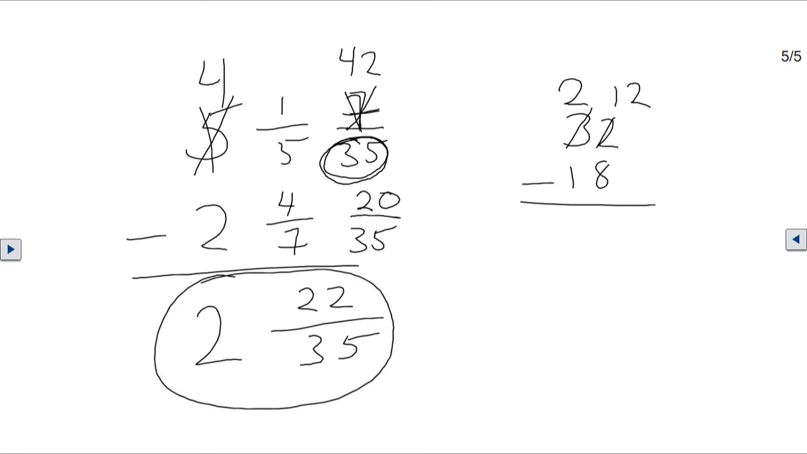So 2 different techniques, change them to improper. Works sometimes unless the numbers just start getting really big. Or we can keep them as a mixed number and just have to do some borrowing there to help us solve those.